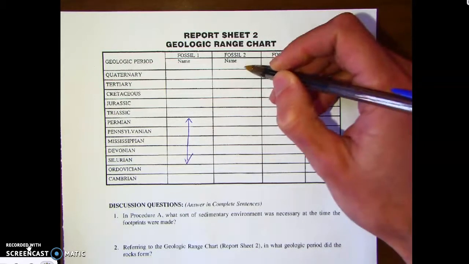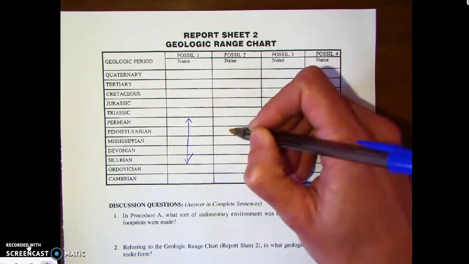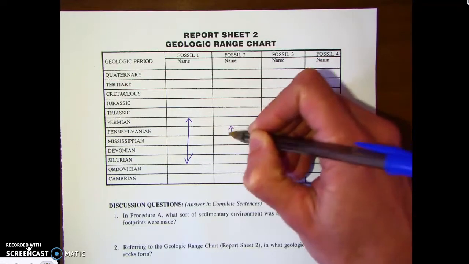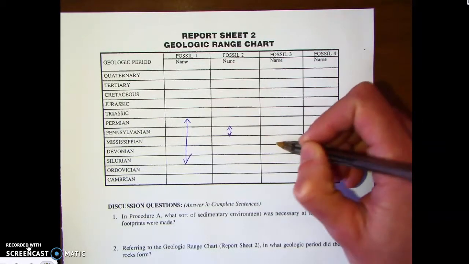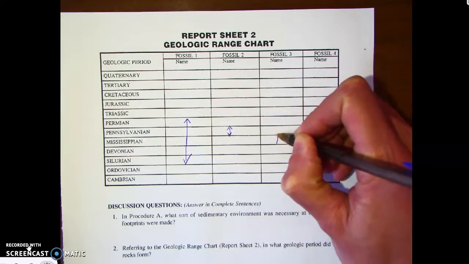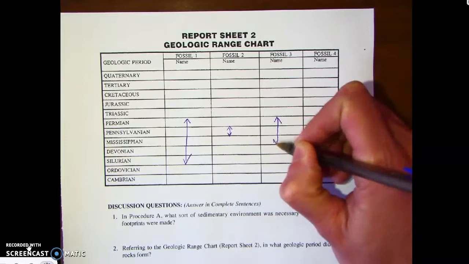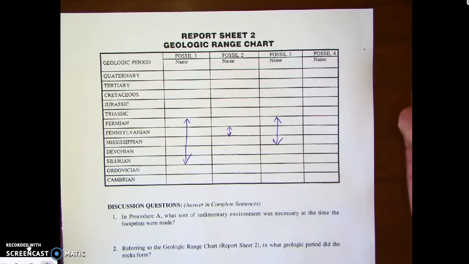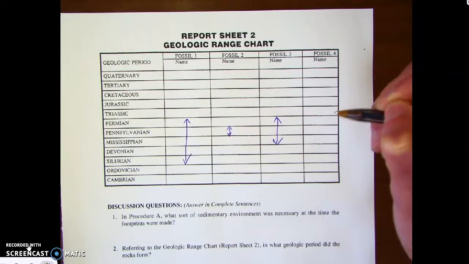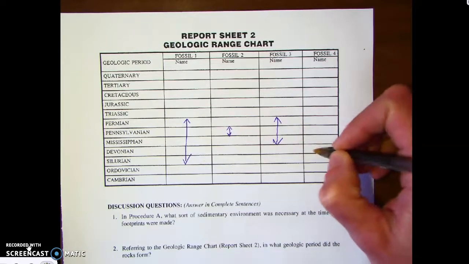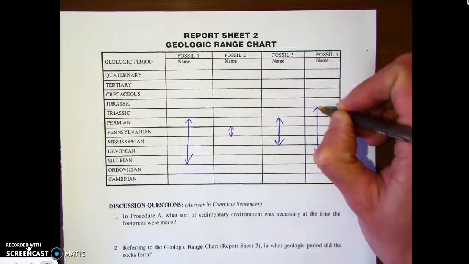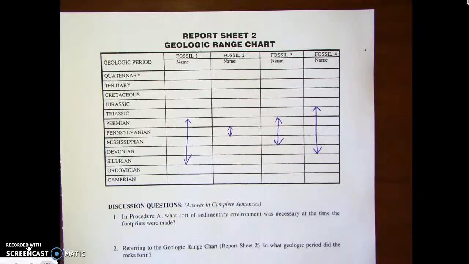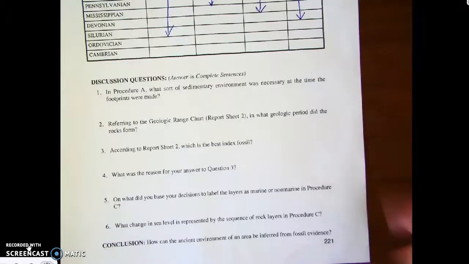For the second one, it was during Pennsylvanian time, so my arrow is going to be very short. For the third fossil, it lived from Mississippian to Permian, so here's the start of the Mississippian going up to Permian, which would be here, and would look like that. And for fossil 4, Devonian to Triassic would be here. Now, if we look at the questions, I want to go over some of the questions because I think you'll have a difficult time with some of them.